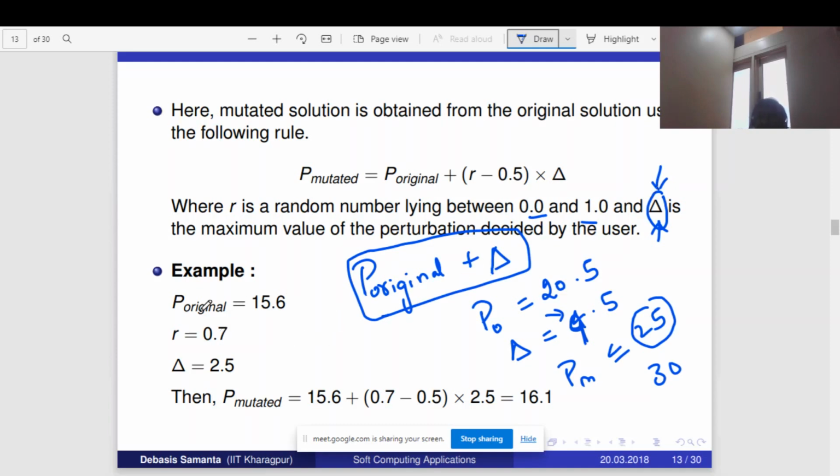Okay. So here is a straightforward example. P original is 15.6, R is 0.7, delta is 2.5. So what is the maximum value R can take? What is the maximum value R can take? Or is it random? No, the maximum value I am asking. In this case it's 0.7. It's a random number between what and what?